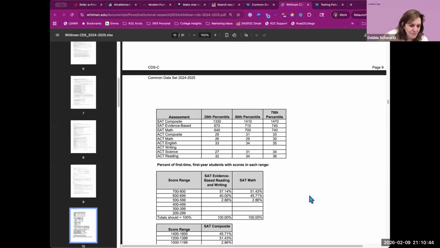award merit scholarships. So they want to award their merit scholarship money to the stronger students who are applying to them. And those stronger students are going to be the students who are in that 75th percentile.